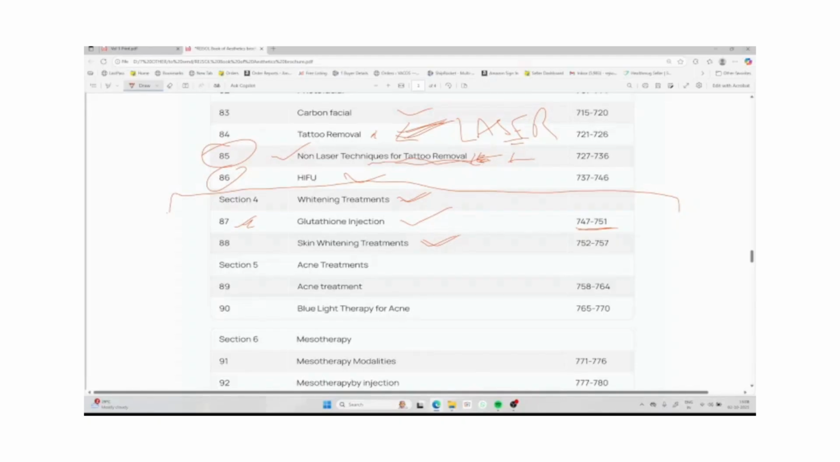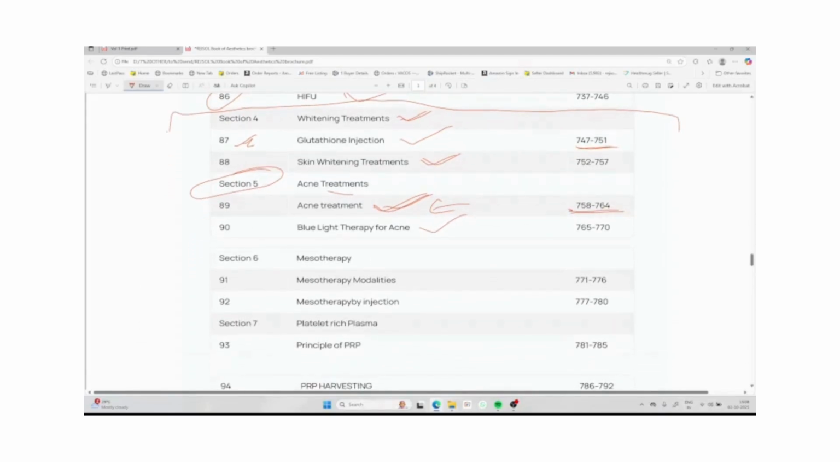Then section 5 is acne treatments. Acne treatment, what acne is, what are the different modalities, is here in page number 758 to 764. Then what is blue light therapy for acne? It is a very popular therapy for acne.